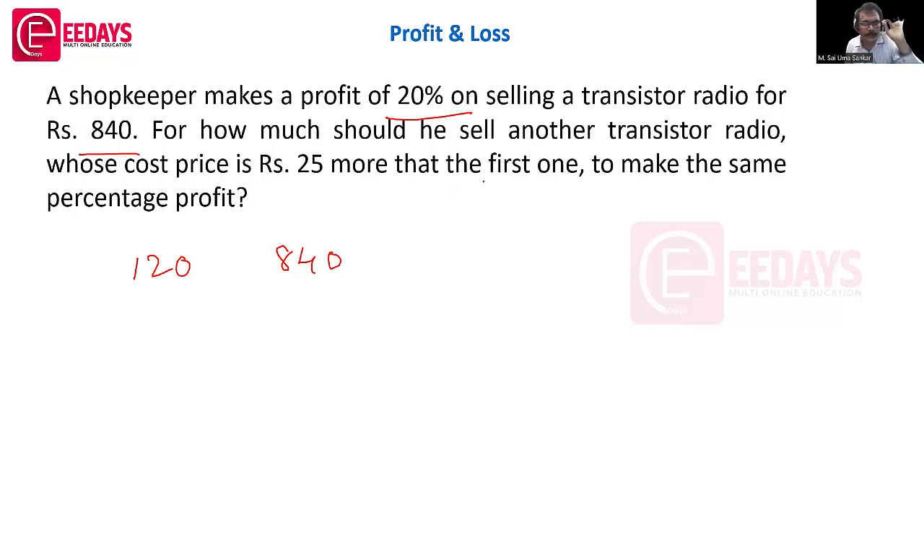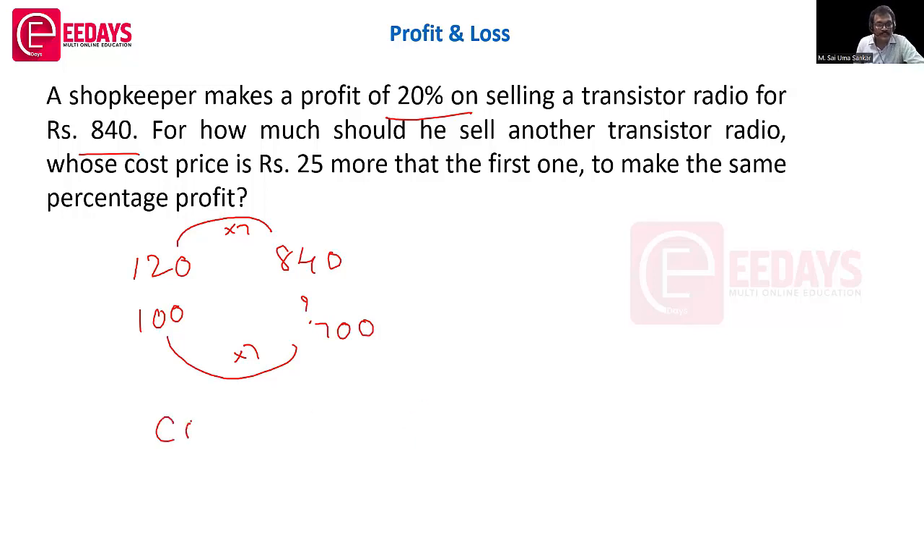ఇక్కడ చూడండి, నేను 2 మెథడ్స్ చెప్తాను. A shopkeeper makes a profit of 20% by selling a transistor radio for 840. ఇప్పుడు 120కి 840 అయితే 100కి అయితే ఎంత అవుతుంది. ఇక్కడ 12 into 7 is equal to 840. But 100 into 7 is equal to how much? That is equal to 700. So CP1 is equal to 700. What is the CP2? That is equal to 725. Okay, this is method 1. I'm going to explain method 2 also, 725. Now, what is the question?